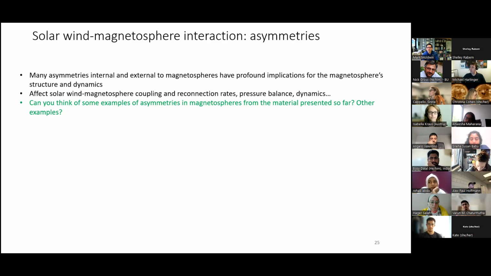Okay, well, there's one. Pulsar magnetospheres. Okay, people can keep thinking and putting them in the chat. That's a good example, pulsar magnetospheres. So yeah, there are definitely asymmetries from pulsars.